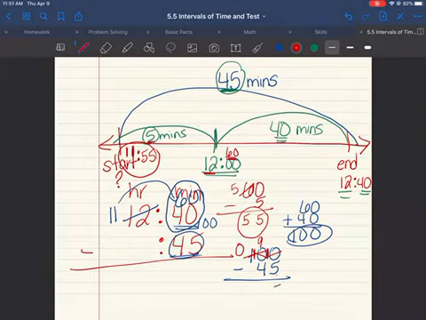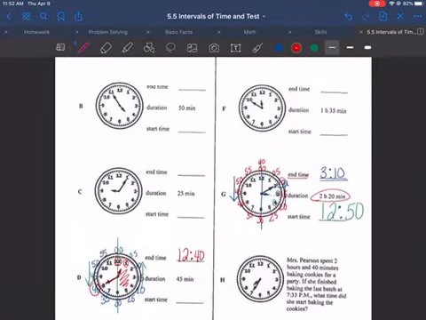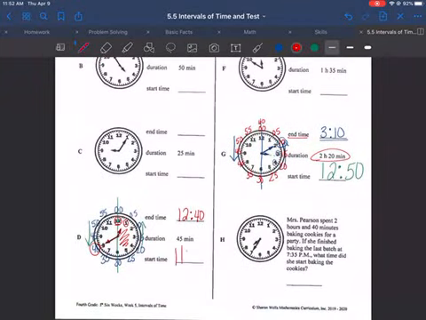10 minus 5 is 5. 9 minus 4 is 5. 0 minus nothing is 0. So I'm left with 55 minutes, and my hour would be 11. Did we get the same answer? We sure did. So my start time is 11:55.